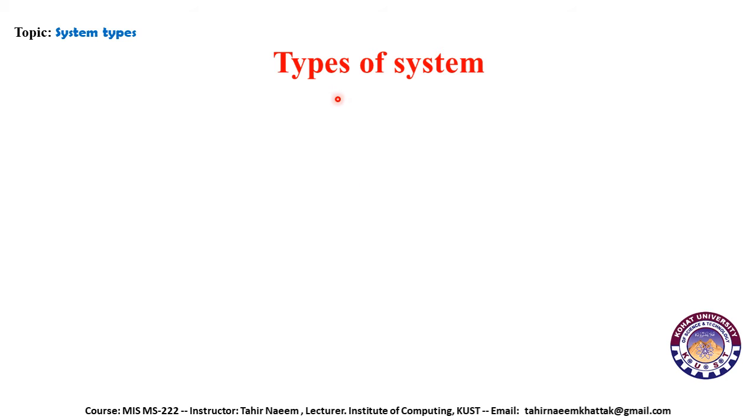So next we will discuss the types of the system. The system can be classified into different types. They can broadly be categorized into four types, namely open loop system, closed loop system, open system, and closed system. First of all, we will discuss the open loop system.